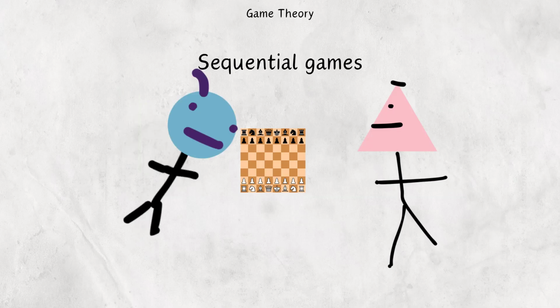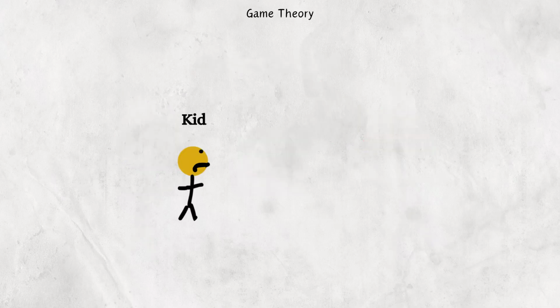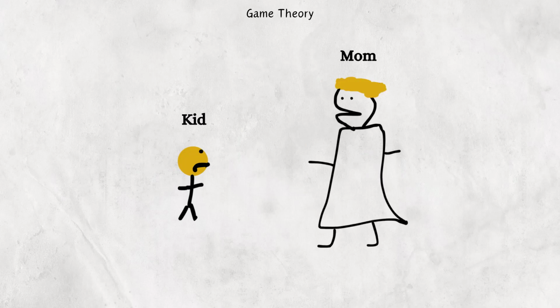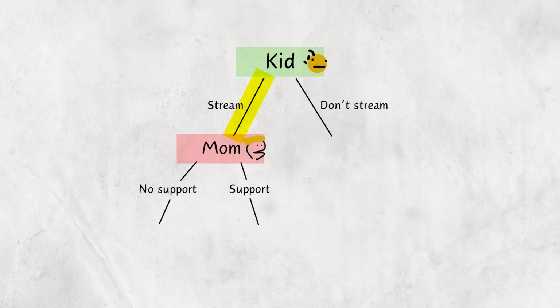The second kind of game is called a sequential game. This game is different in the way that one player first moves and then the second player moves based on that. This time it's about a kid who wants to go all in on streaming and his mom who has trouble deciding whether to support him or not. Let's instead illustrate this with a game tree where the kid moves first. So if the kid decides to stream, his mom has 2 choices. Either she supports him or she provides no support whatsoever.